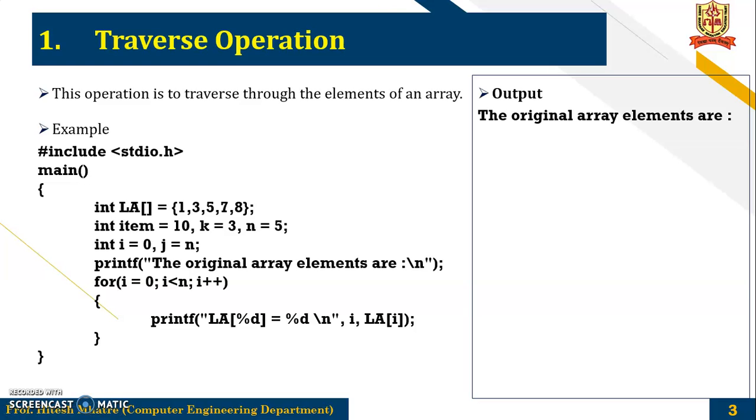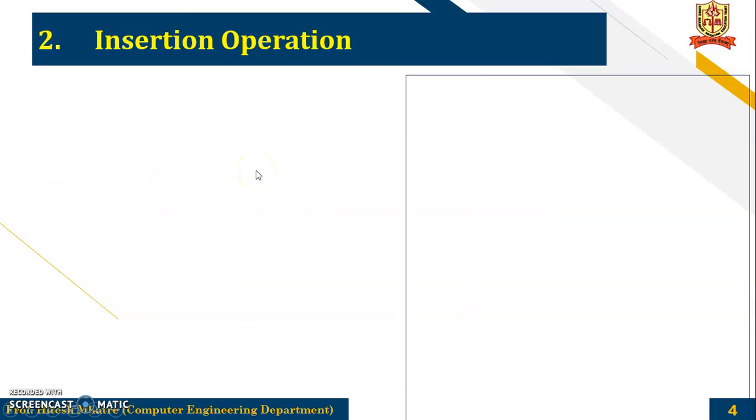So output. So original elements in an array are LA at 0 is 1. So we can see at the first location it is 1. Then LA of 1 is 3. At the second location is 3. Then 5, 7 and 8. So we can see we have traversed through an array one by one. So we have checked all the elements in an array.